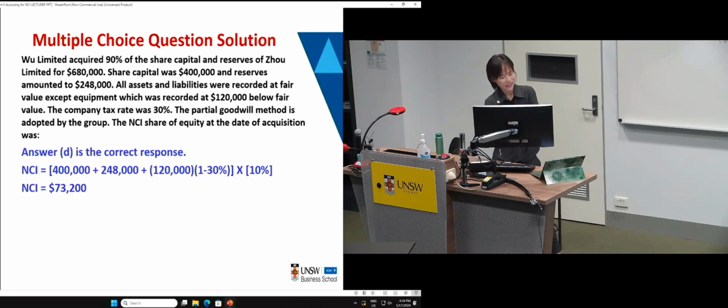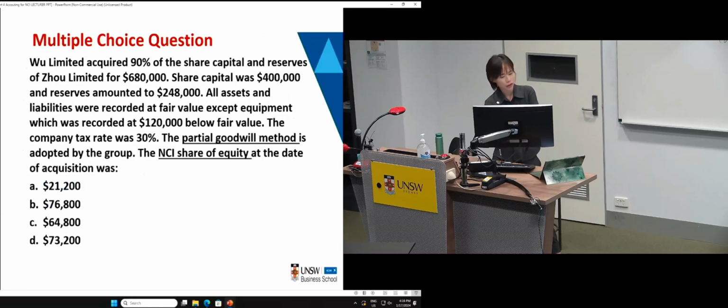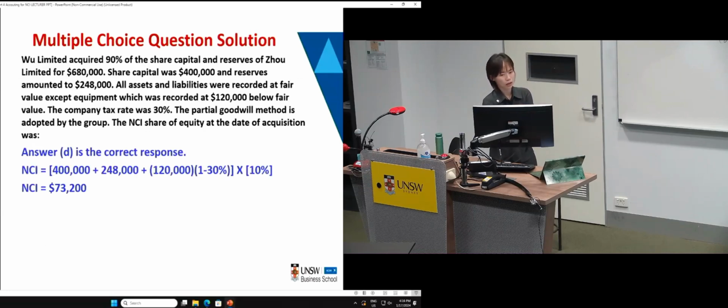Now let's look at the calculation. This is on the partial goodwill method, right? We just need to find out the FVNA. So that is the key, right? The question asks for the NCI share of equity at the date of acquisition. And on the partial goodwill method, NCI on the acquisition date is equal to its proportionate share of the FVNA. So FVNA is equal to the book value of the subsidiary's net assets. With reference to the equity balance, we should use share capital 400,000 plus reserve 248,000.